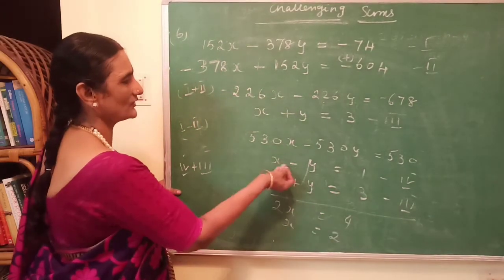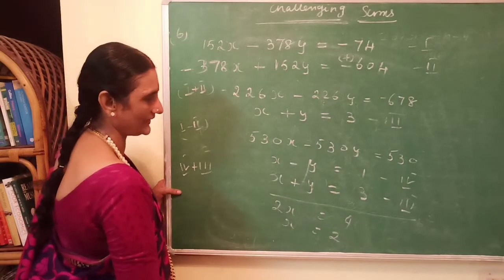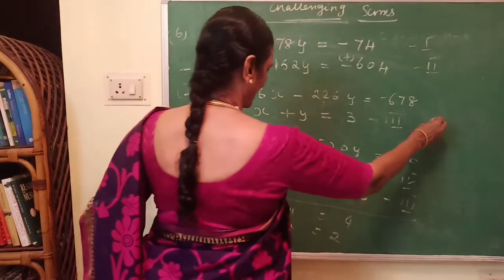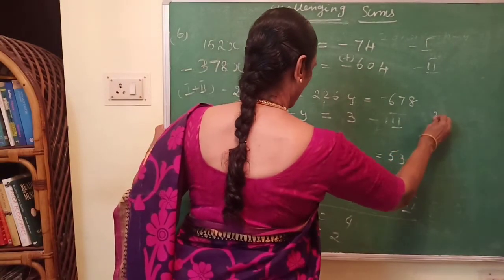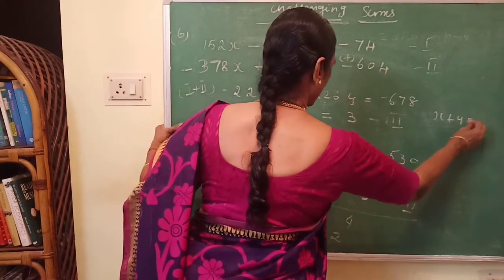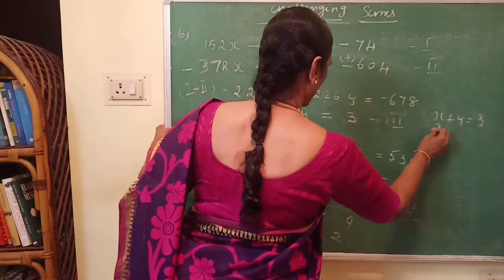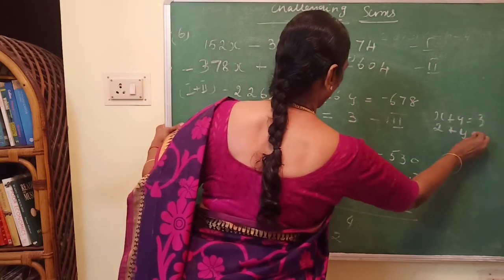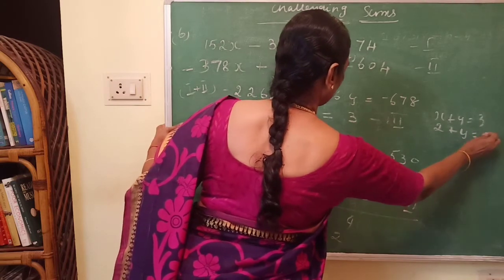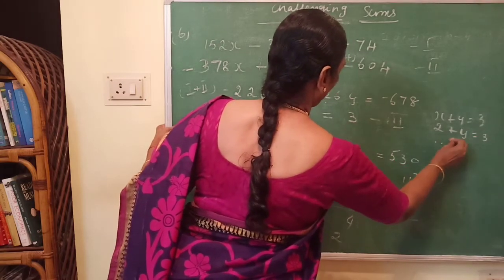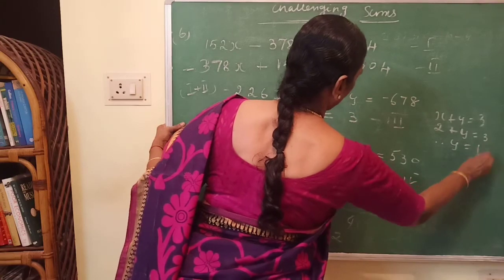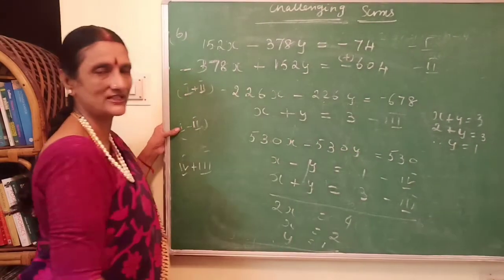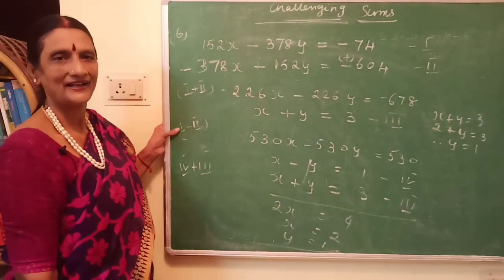When x equal to 2, substitute in any one of these equations. What will you get? Here I will work out. So x plus y is equal to 3. So 2 plus y is equal to 3. Therefore, y is equal to 3 minus 2, 1. Therefore, x is equal to 2, y is equal to 1 are the solutions for this sum. Is it clear to you?